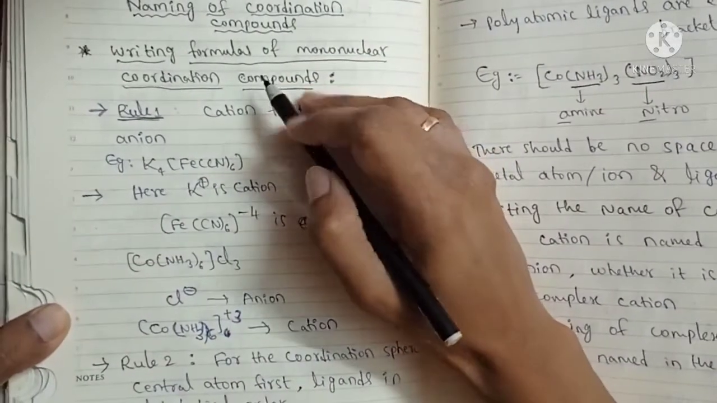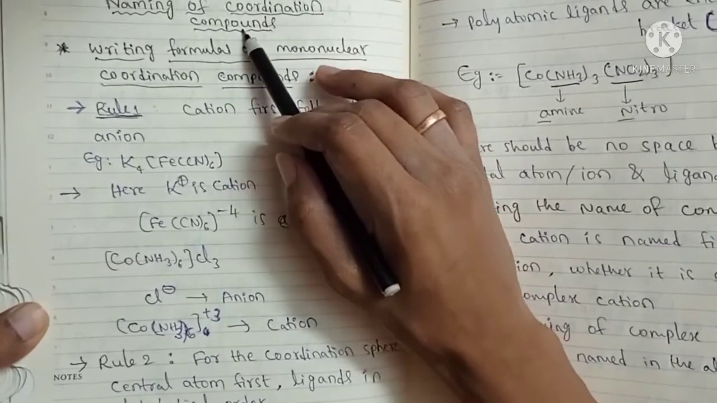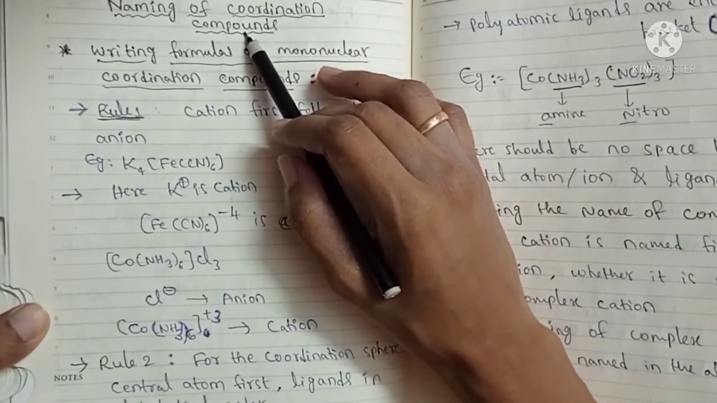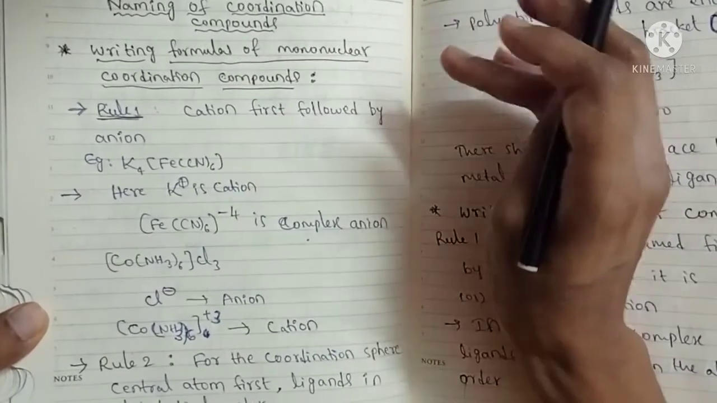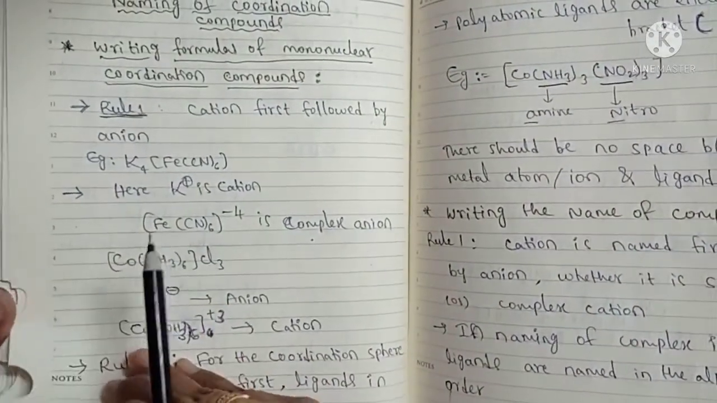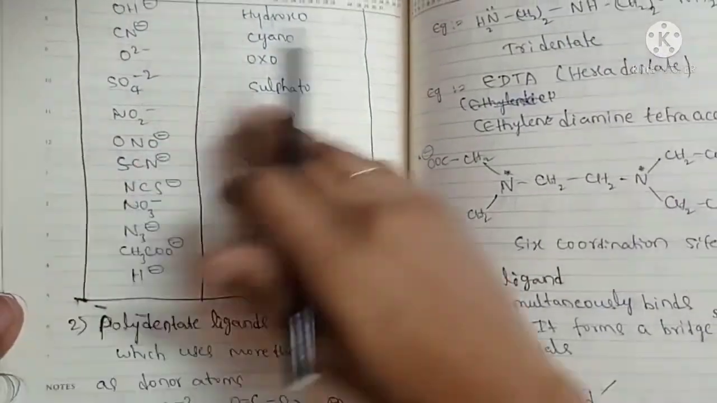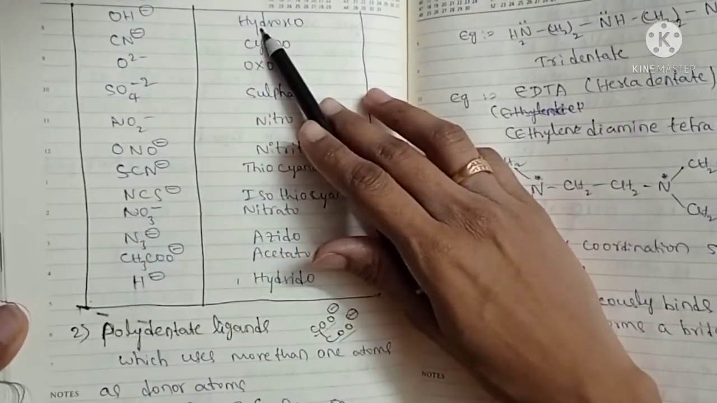Good afternoon, students. Today we are going to discuss the naming of coordination compounds. Yesterday we saw the types of ligands and how to name them. We saw a list of many ligands, and you have to remember how to name the ligands.